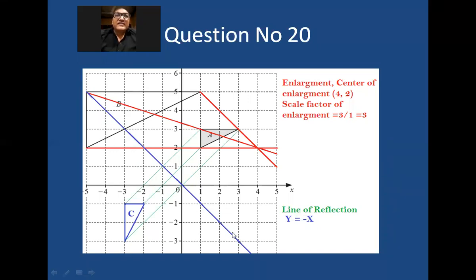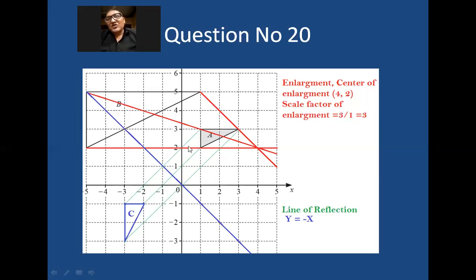So here, this blue line is representing the mirror line, the line of reflection. The formula is y equals minus x. At x equals 0, y will be 0. At x equals 1, y will be minus 1. And at x equals minus 1, y will be positive 1. So you can very easily make a table of this line, or you can draw it directly if you have a little concept.